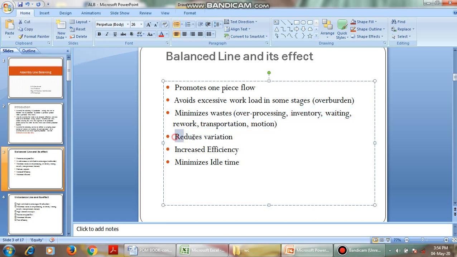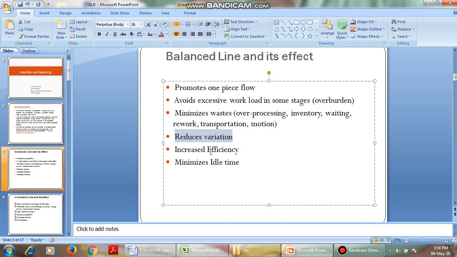Okay, and it reduces variations. In case of assembly line production, it reduces the variation, that is, the difference in the quality of the product can be reduced, right? And also it increases the efficiency.